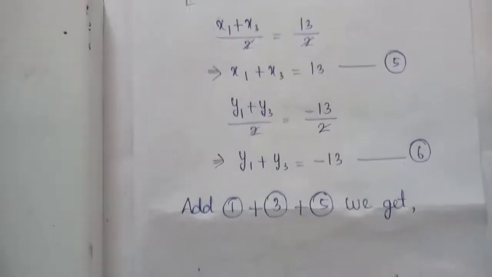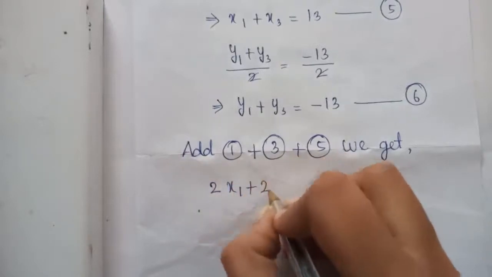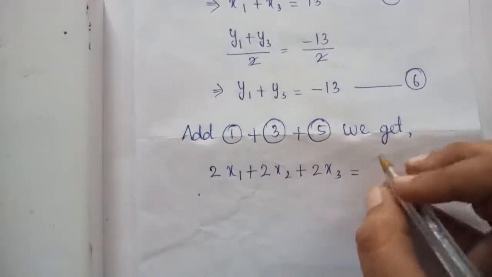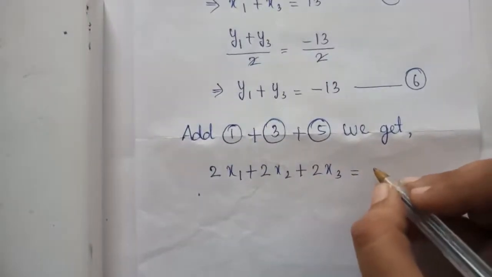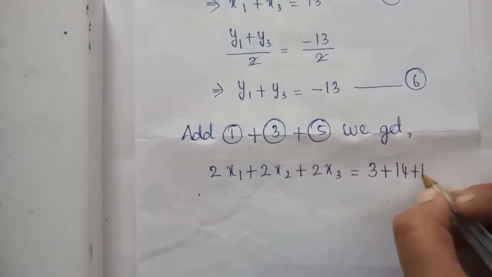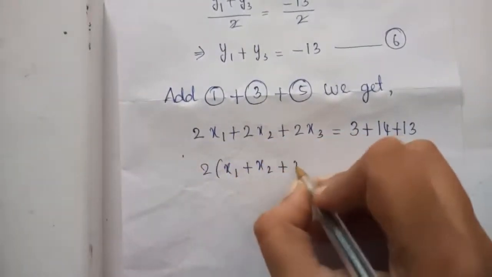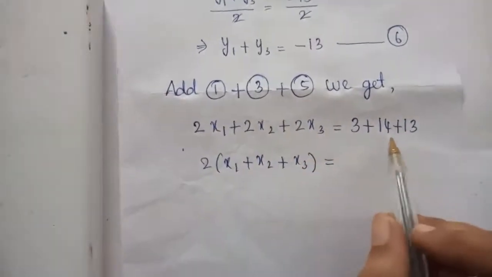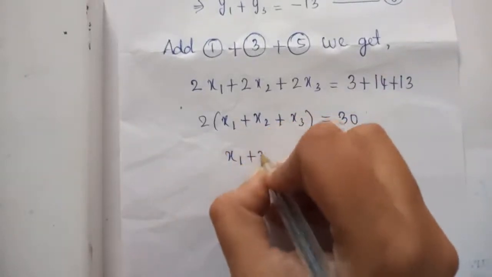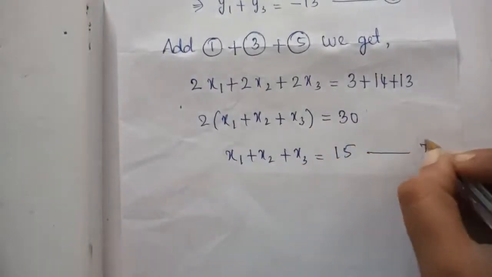Equation 1, 3 and 5 are all x coordinates. So you get 2 times of x1 plus 2 times of x2 plus 2 times of x3 is equal to, in equation 1 right hand side you have 3 plus 14 plus 13. So 2 times of x1 plus x2 plus x3 is equal to 3 plus 14 plus 13 is 30. So x1 plus x2 plus x3 is equal to 15. This is equation number 7.